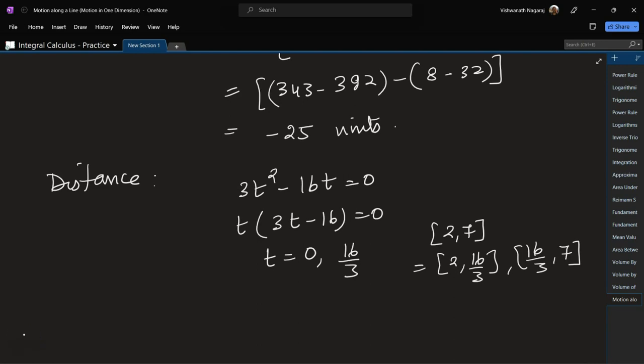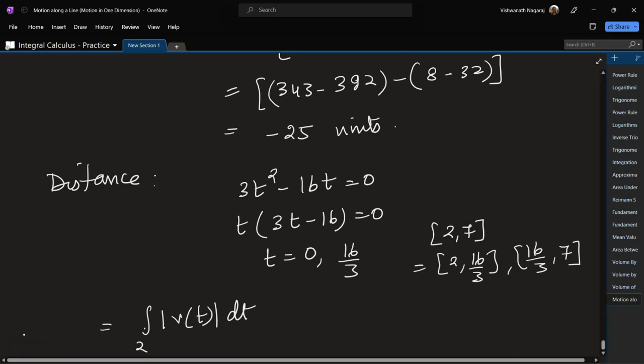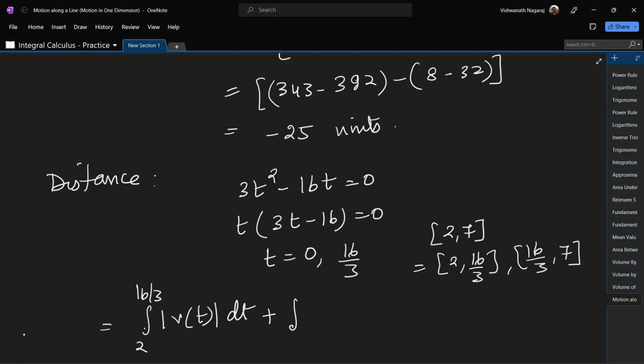Okay, so distance would be equal to integral of absolute value of v of t dt from 2 to 16 by 3 plus integral from 16 by 3 to 7 of absolute value of v of t dt.